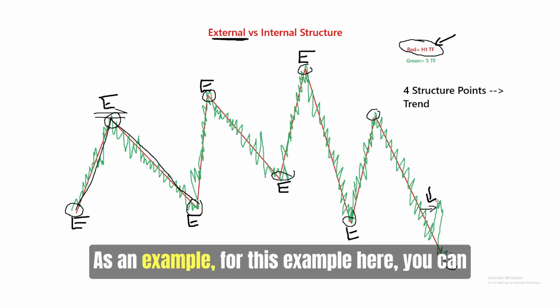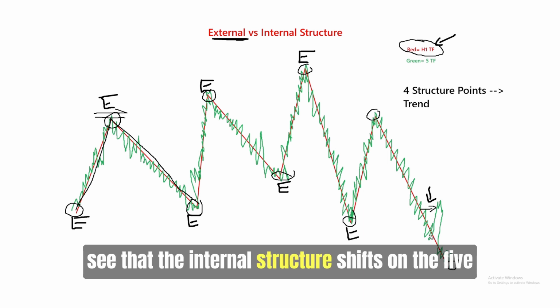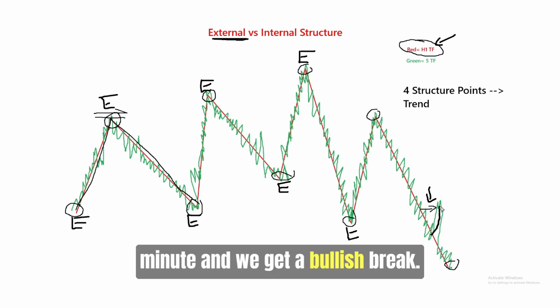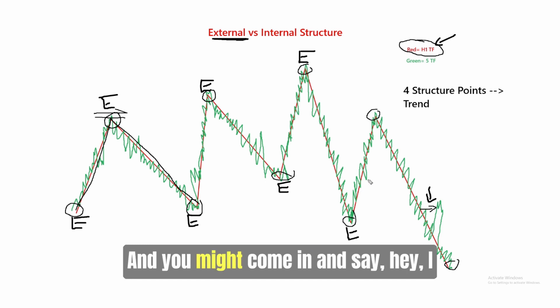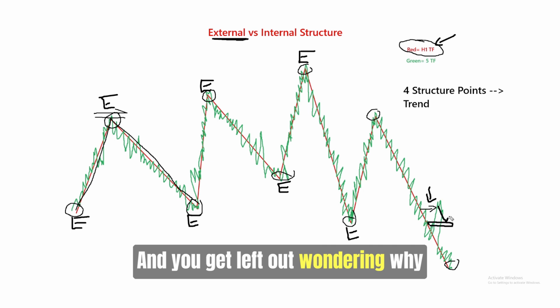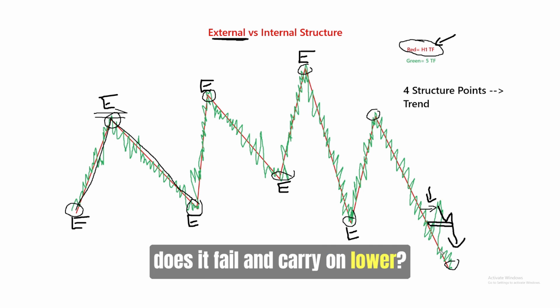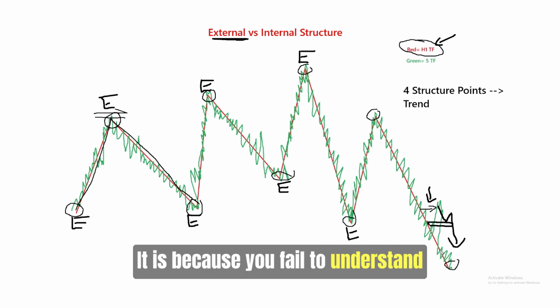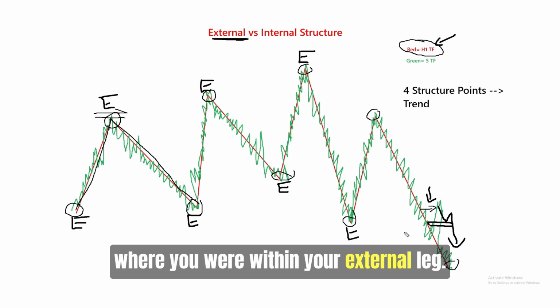Now, you're not considering any internal structure shift. As an example, I've prepared this example here. You can see that the internal structure shifts on the 5 minute, and we get a bullish break, and you might come in and say, hey, I want to buy a pullback into the breaker, and you get left out wondering, why does it fail and carry on lower? It is because you failed to understand where you were within your external leg.